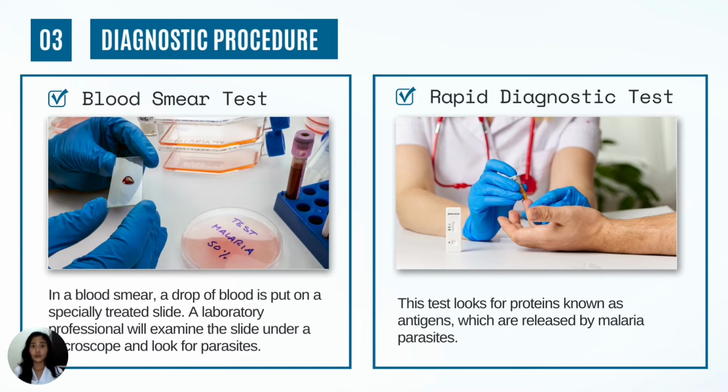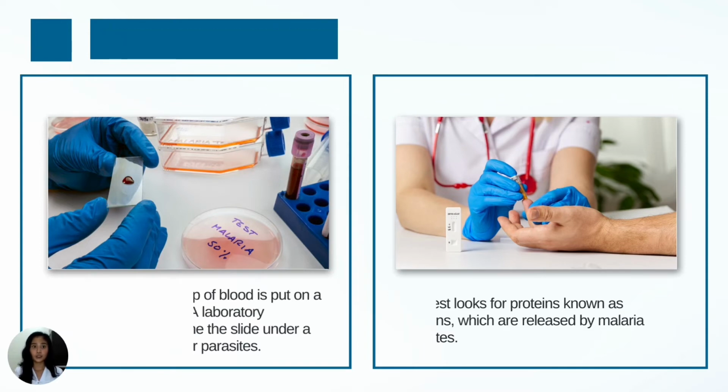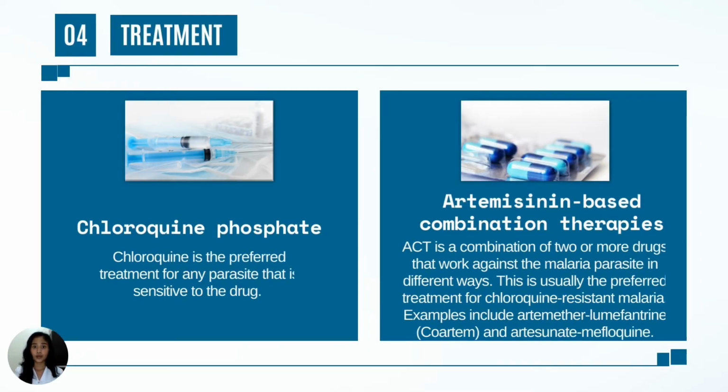Then, if your results are positive, your healthcare provider will prescribe medicine to treat the disease. The type of medicine will depend on your age, how serious your malaria symptoms are, and whether you are pregnant. The most common anti-malarial drugs include chloroquine phosphate. Chloroquine phosphate is also used to treat amoebiasis. It works by killing the organisms that cause malaria and amoebiasis.